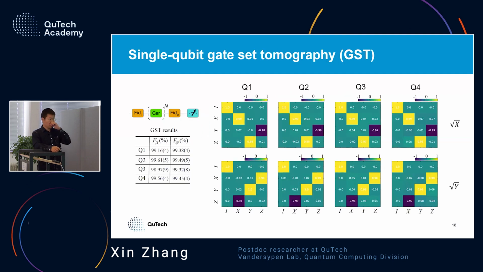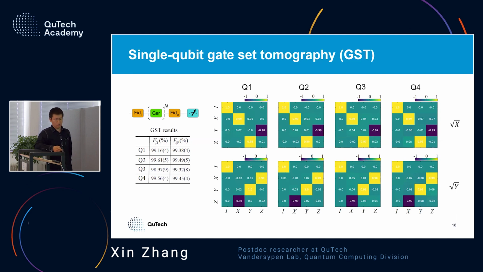Apart from the randomized benchmarking, we also do gate set tomography to characterize a single qubit gate. The difference between RB and GST is that here we not only have terms that can amplify the noise, we also have fiducial gates. This helps us to recover the process matrix of the qubit gates. Then we can get a separate individual gate fidelity of the X gate and Y gate for the different qubits.